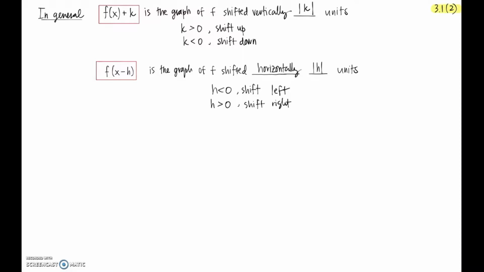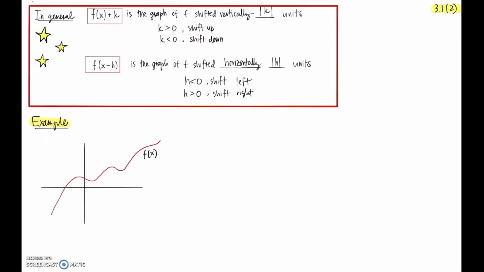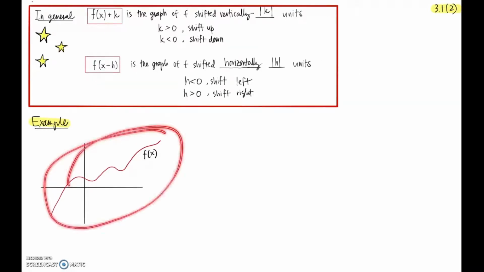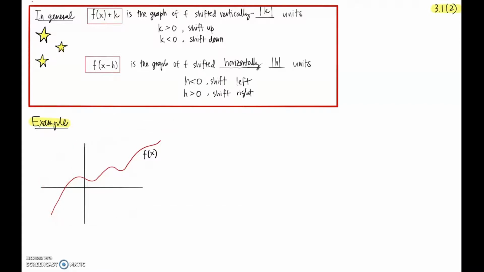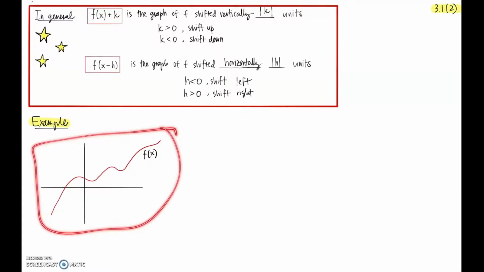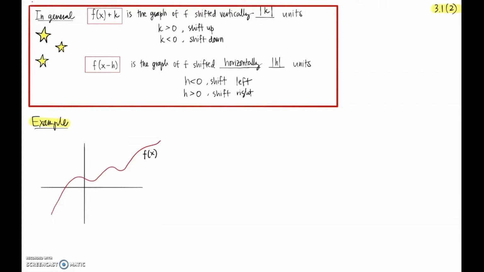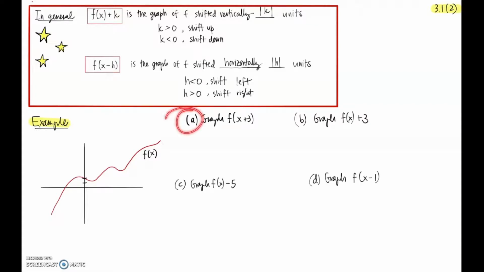All right, let's look at some more examples and get more comfortable with this. Okay, say we have some random function like this, and we don't even have an equation for this function. All we have is this picture of the function. But say that we do actually know that it goes through the point (0, 2) right here. So here are 4 things we're asked to do. Graph f of x plus 3, graph f of x plus 3 slightly different, graph f of x minus 5, and graph f of x minus 1. These are all things we should be able to do at this point.